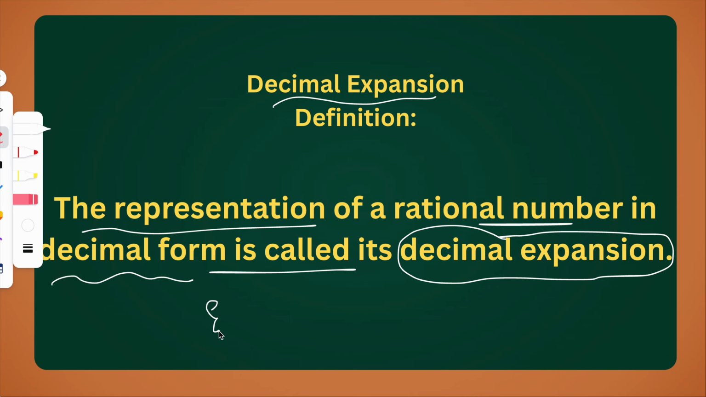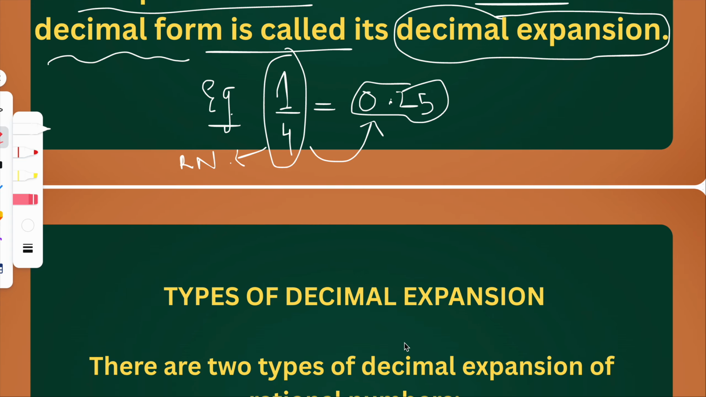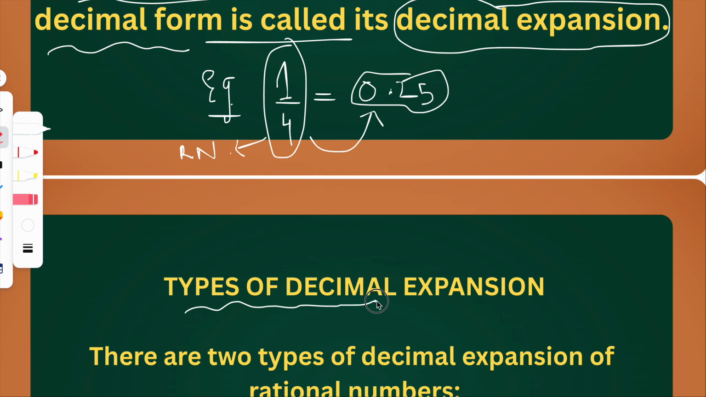If I give an example, if we take a rational number such as 1 by 4. So 1 by 4 is basically 0.25. So this is the representation of a rational number in decimal form. Okay, 1 by 4 is a rational number, and 0.25 is the decimal representation of this rational number. Got it? So let's move forward and see the types of decimal expansion.